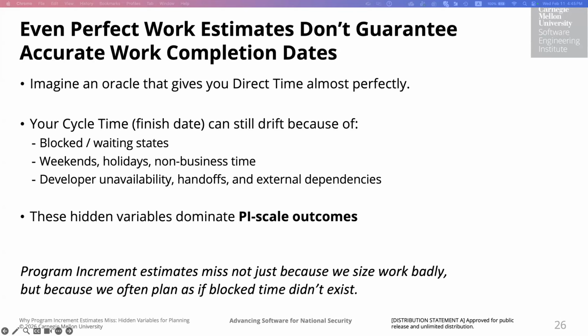So in this data set, once we separated effort from delay, the picture became much clearer. The effort was highly predictable. The variability in the completion date was largely explained by the unmodeled waiting time and non-working time. So the takeaway from this case study is not that teams estimate poorly. That's definitely not the case. But it's that what often appears as estimation error is frequently the result of an unmodeled system effect, right?